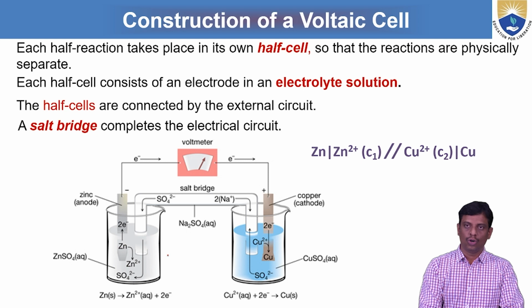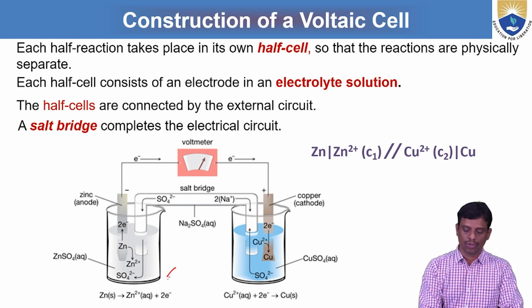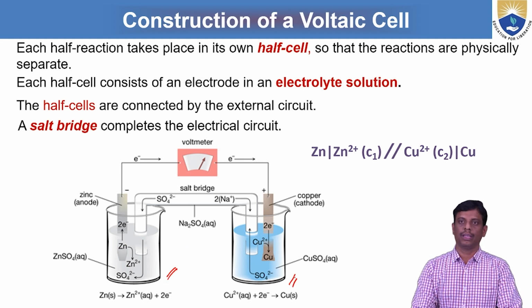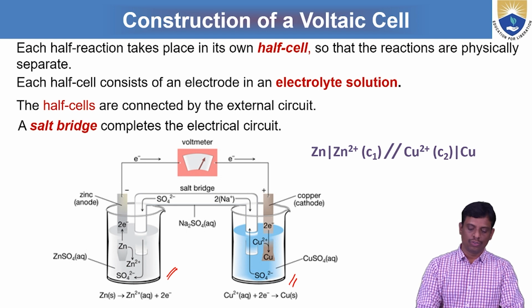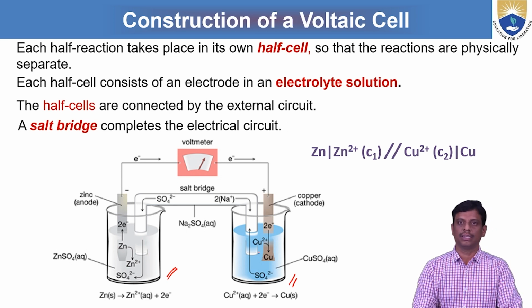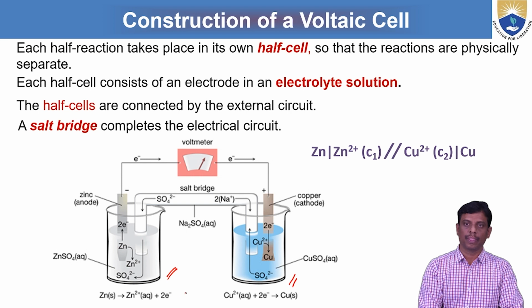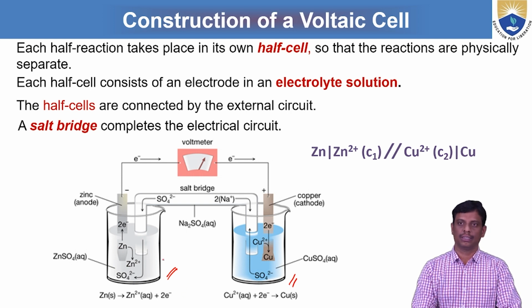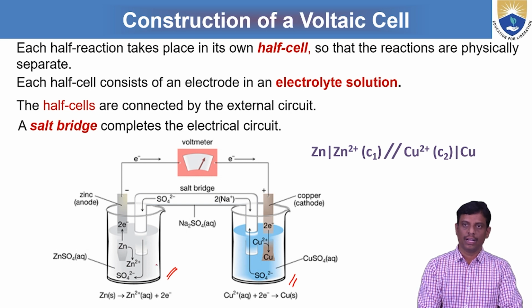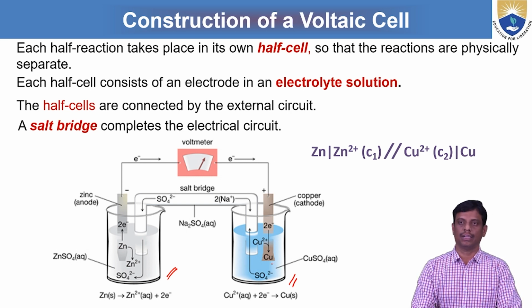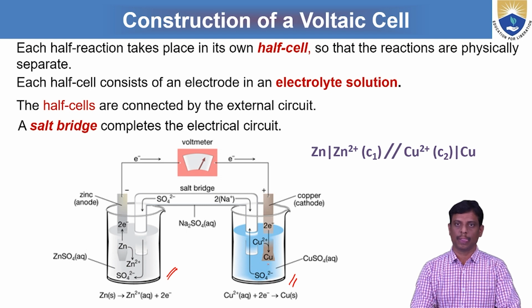These are the two half cells present in the voltaic cell, the left side half cell and the right side half cell. These two half cells have electrolytic solutions: the electrolyte solutions are zinc sulfate and copper sulfate. And there are two electrodes, the zinc electrode and the copper electrode.